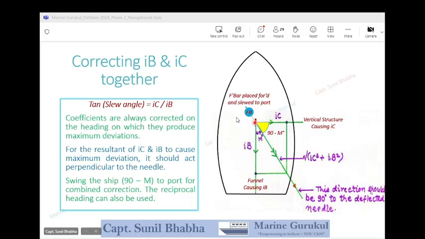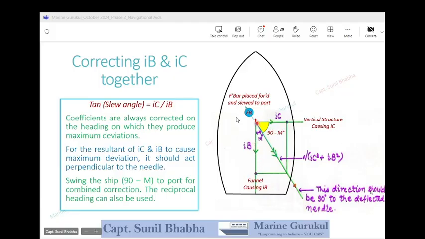Now for this, let us understand it using one example. Let's assume that in the diagram, you can see the laser pointer. This is the compass location where the laser pointer is right now. Now we have a funnel which is aft of the compass needle. Let's assume the ship is heading north, 000. So we have the flinder bar at this particular location. This flinder bar is generating IB, or induced P component.